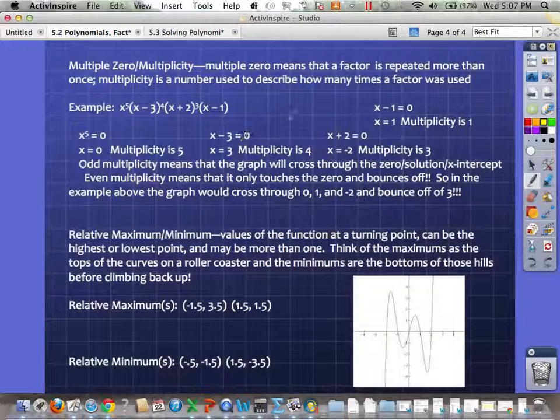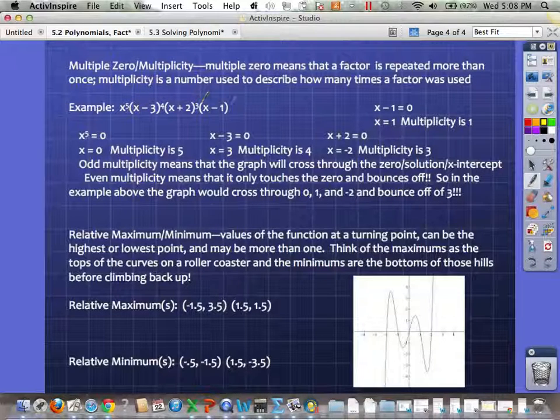All right, multiple zeros, or multiplicity. Sounds crazy, but it's very, very simple. Multiple zero means that a factor is repeated more than once. Multiplicity is the number of times it's repeated. Okay? Very simply put. So what you'll do is you'll have an example like this one right here. X to the 5th power times the quantity of x minus 3 to the 4th power times the quantity of x plus 2 to the 3rd power times the quantity of x minus 1.